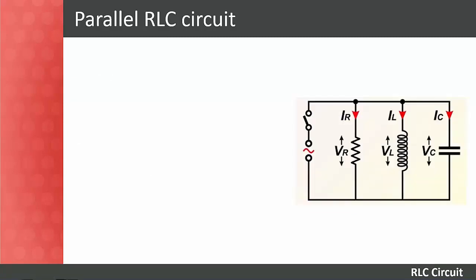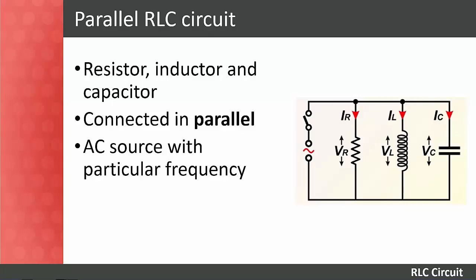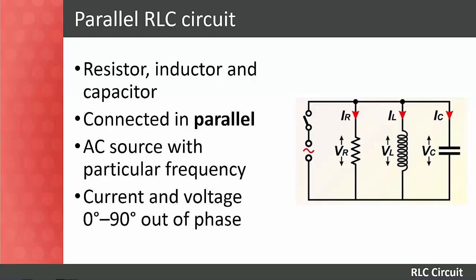A parallel RLC circuit consists of a resistor, inductor, and capacitor connected in a parallel circuit which is powered by an AC source with a particular frequency. As with a series RLC circuit, the current and voltage will be out of phase between 0 degrees and 90 degrees, depending on the values of these components.